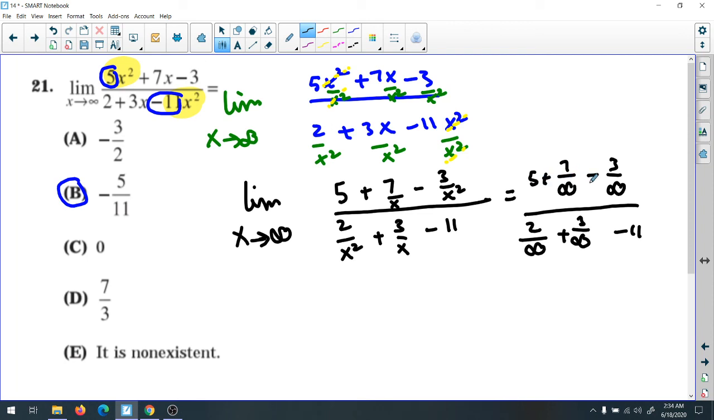So 5 plus 0 minus 0 is still 5, over 0 plus 0 is 0, minus 11 is negative 11. So the answer is B.